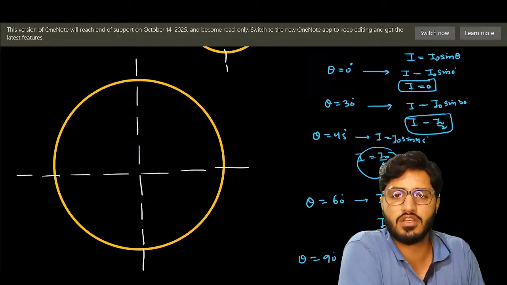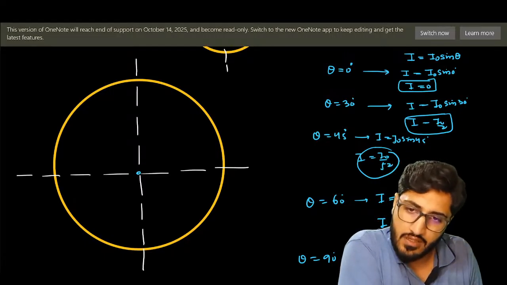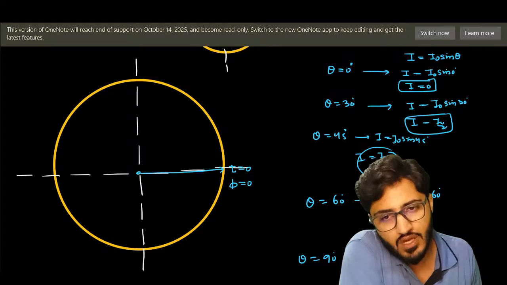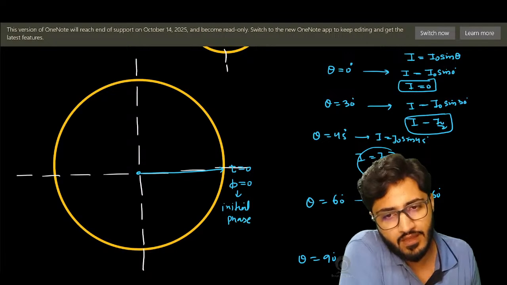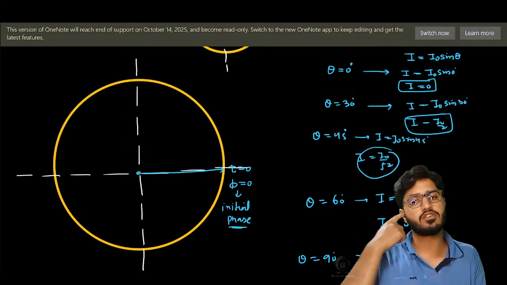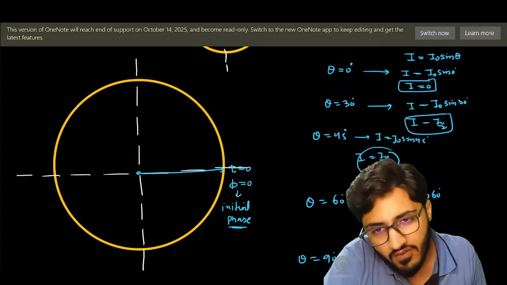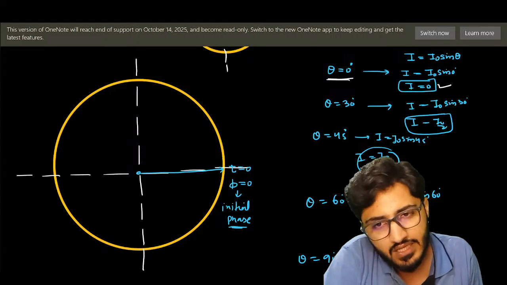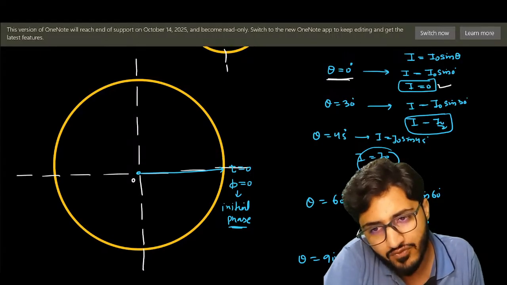Look now. If it is initial, that means t equals to 0, also known as phi equals to 0. What is phi? Initial phase. If it is at t equals to 0, initial phase. Now look, theta is 0. If theta is 0, I is 0. So here we have 0 value.